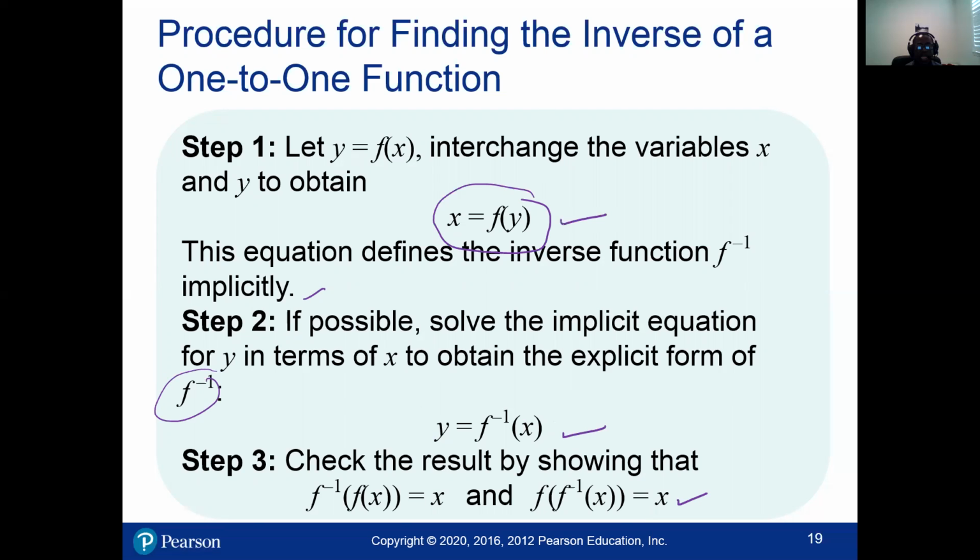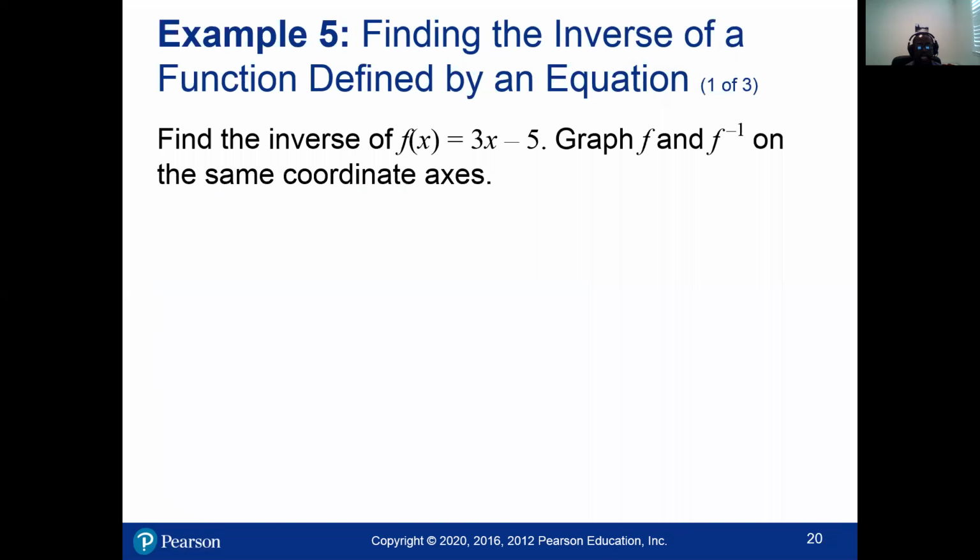So the steps are: let y equal to the function, interchange the variables, solve for y if possible, and then your y is equal to the inverse function, then you verify. All right, so let's take an example. We are given f of x, f of x is equal to 3x minus 5. It says graph f and f inverse on the same coordinates.